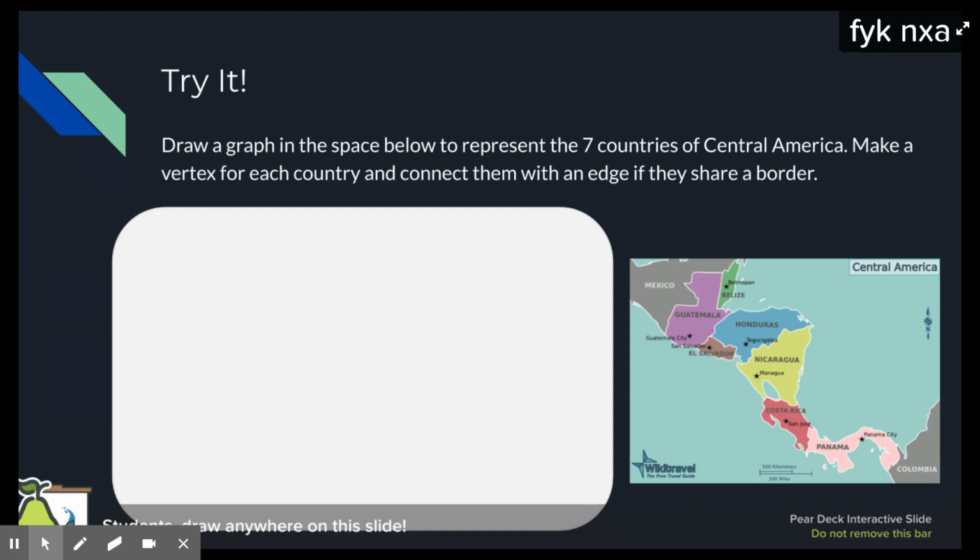Draw your 7 vertices. Spread them out as you start to draw these because you want to connect them with lines. And make sure that you're drawing it correctly. You only connect the vertex if it shares a border with another country. So draw a graph for Central America. There's only 7 countries there. Abbreviate if you need to. Make sure to label before you start connecting so that you know what to connect. Just abbreviate with the first letter of each country because they all start with a different letter.